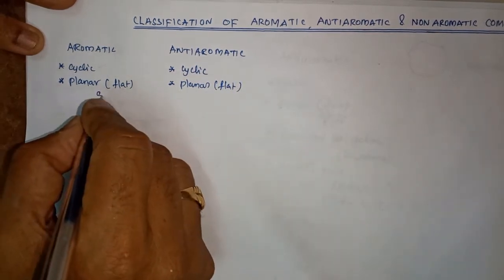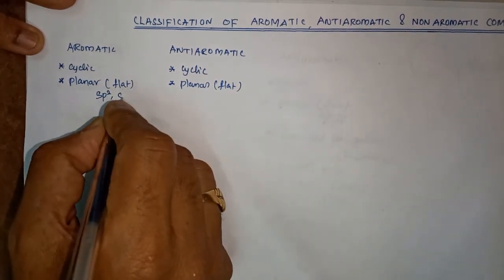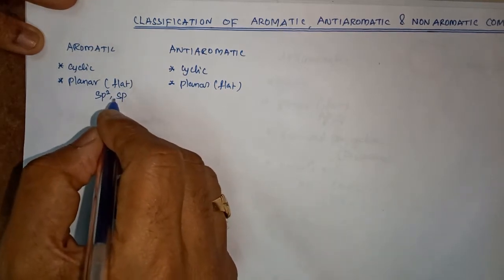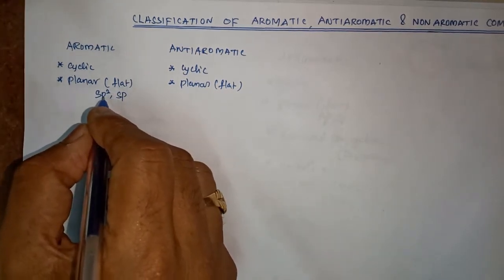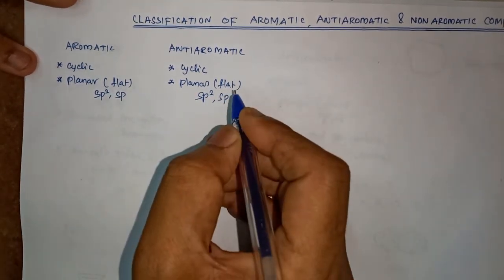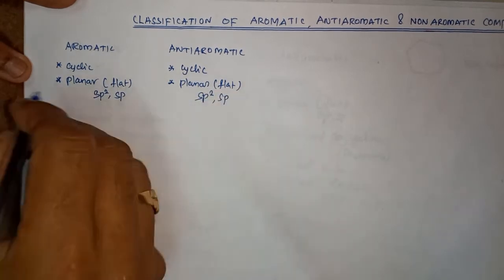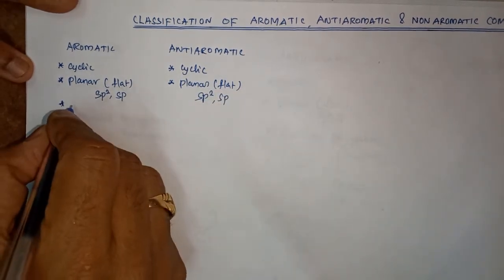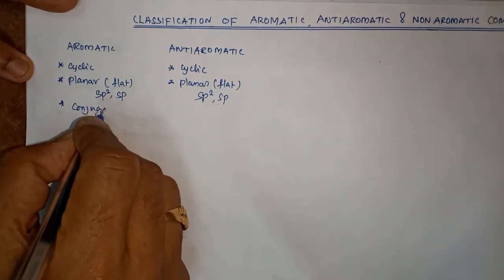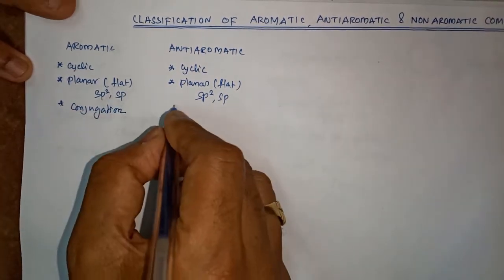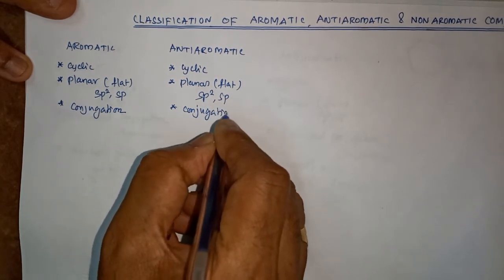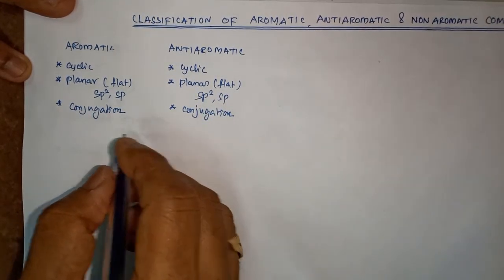To know whether it is a flat molecule or not, we must know its hybridization, whether the given organic compound belongs to sp2 or sp hybridization. And the third one, a very important one, is extended conjugation. Conjugation means we can say resonance. That is called conjugation.